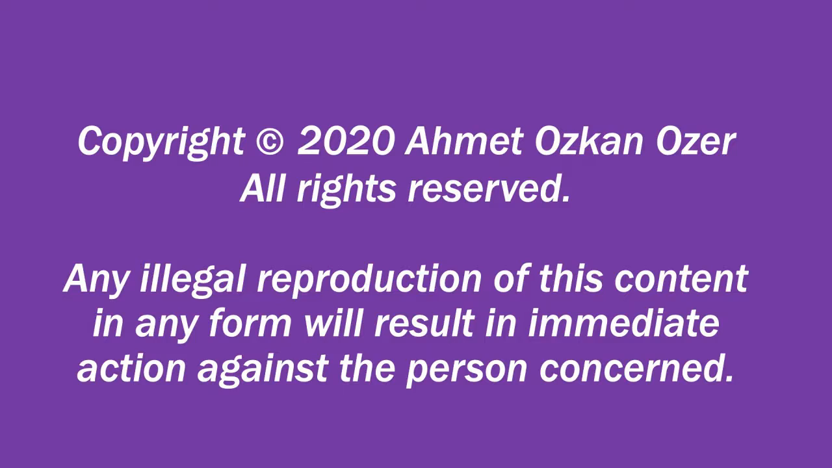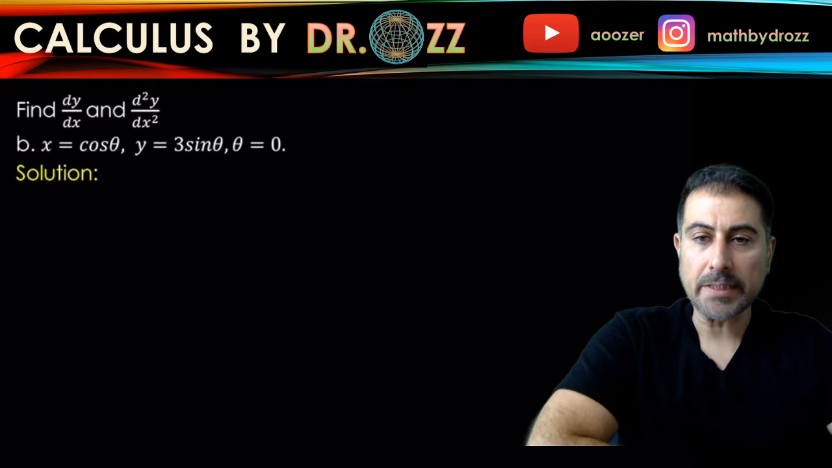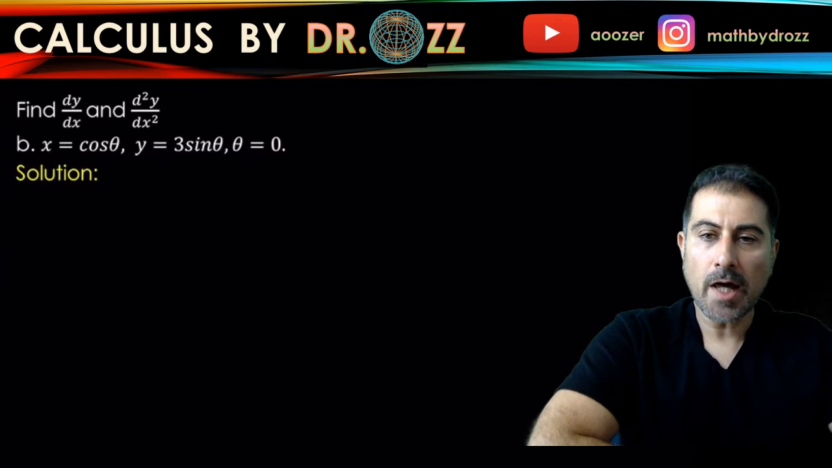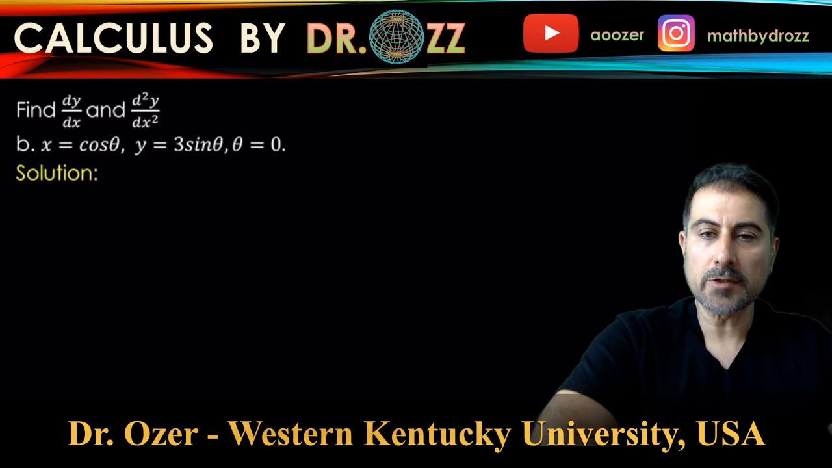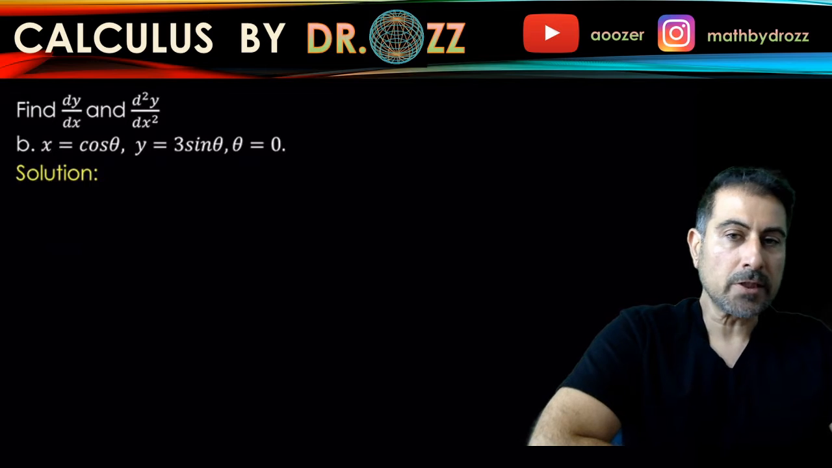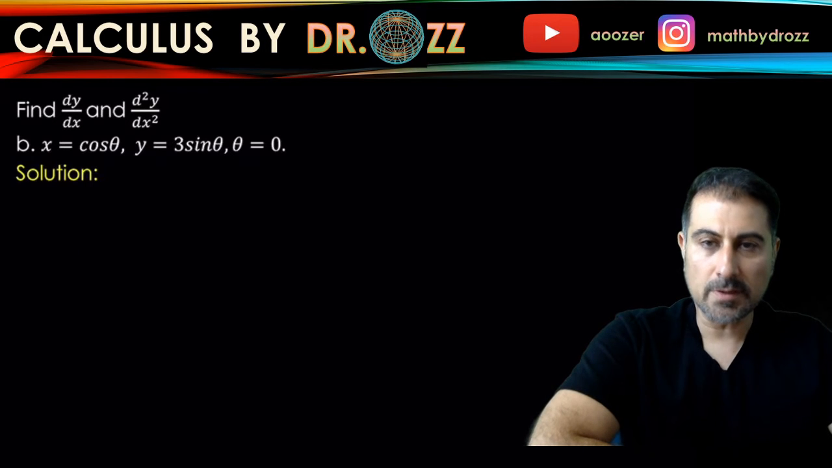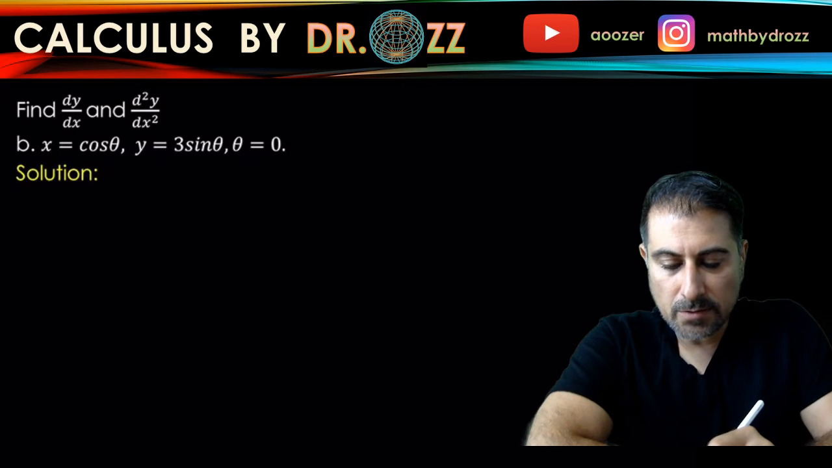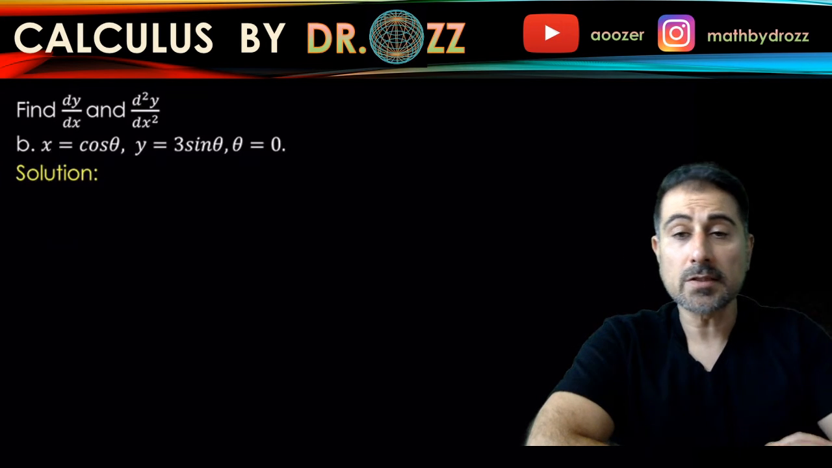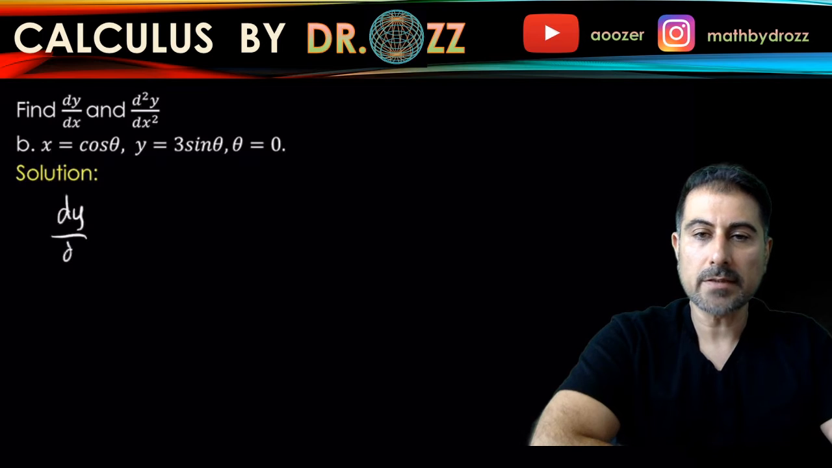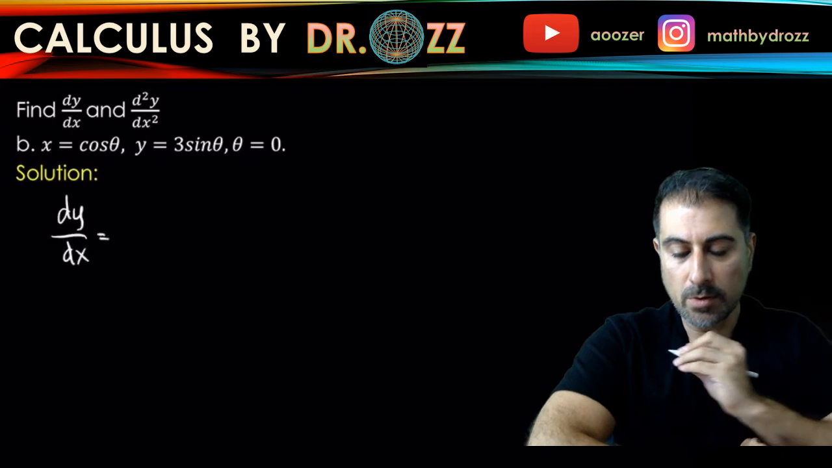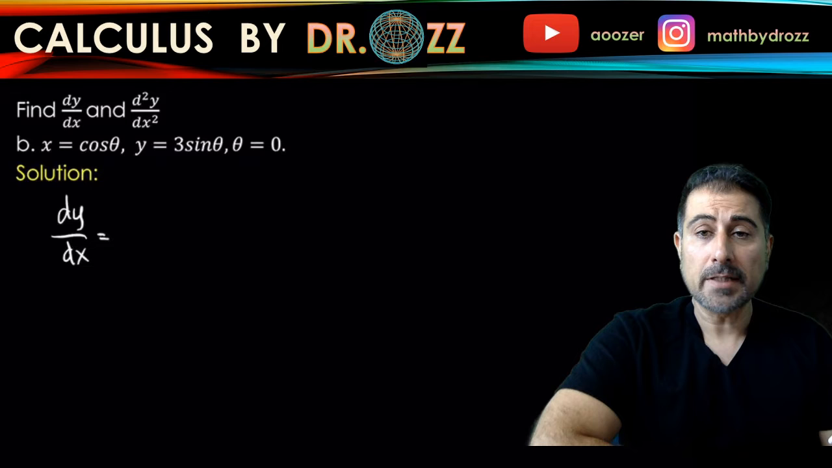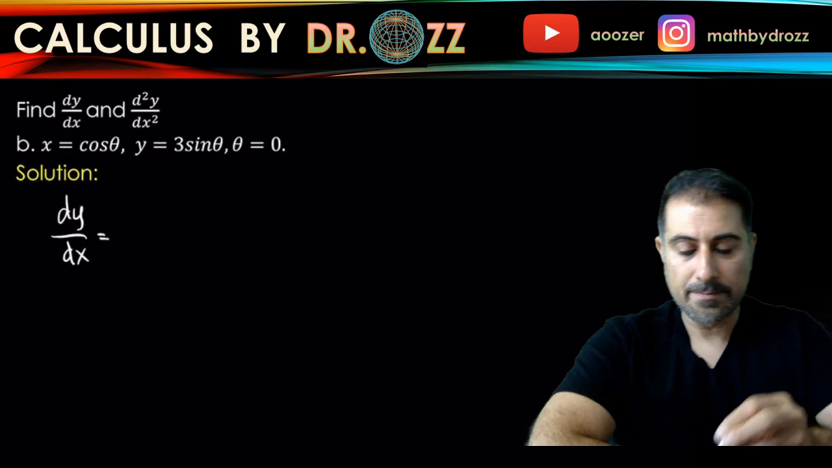All right, for part B, we're going to apply the same trick. This time, x and y are given in terms of trig functions and the parameter theta. And the point of consideration is theta equals 0. First task, we're going to find dy over dx, and that's going to tell us the slope of the curve at theta equals 0. And I'm going to apply the same trick. I'm going to divide top and the bottom by d theta.